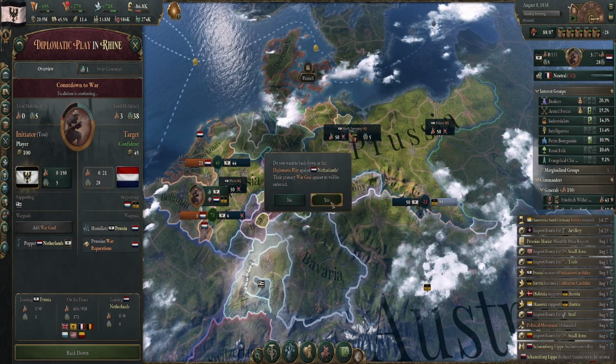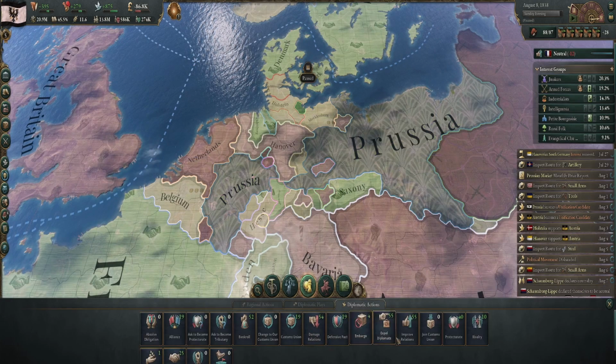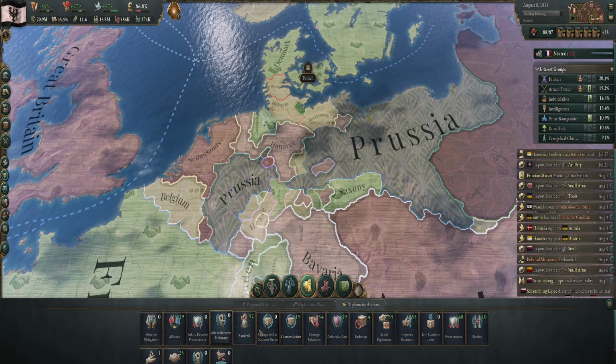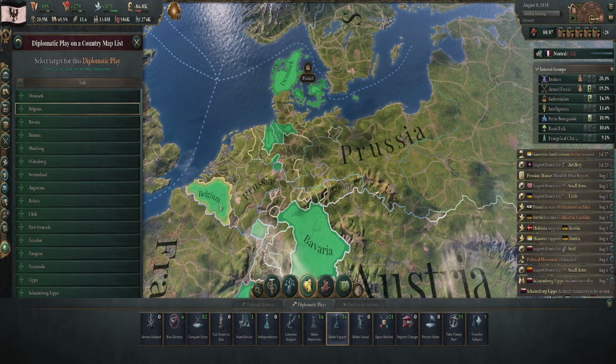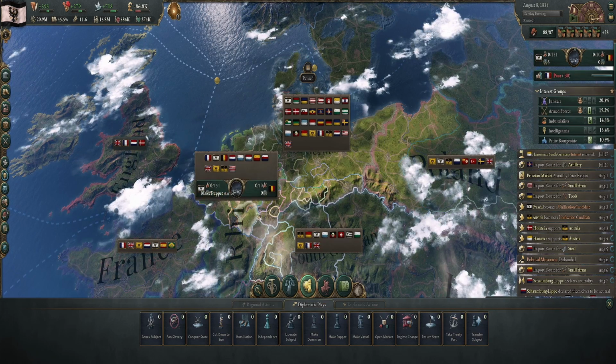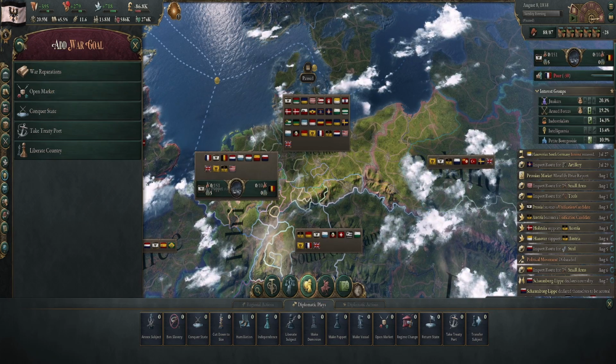Let me back down. Let's see if this works. Let's go over here. Let me try one more time so I can show you. Oh, bruh. Here we go. We can't do it no more because we have a truce with them now. But let's do it with Belgium, right? Why not? Let's be power hungry. All right, so that's what I mean.